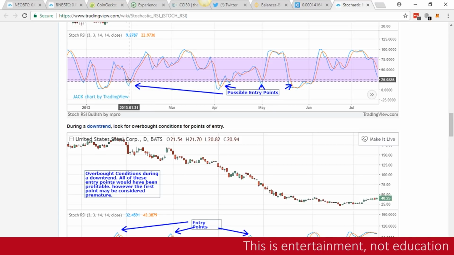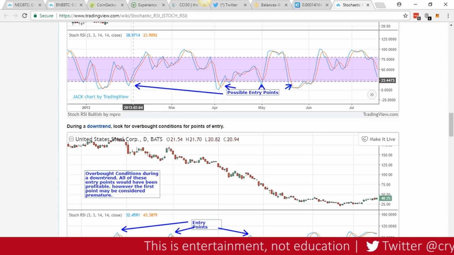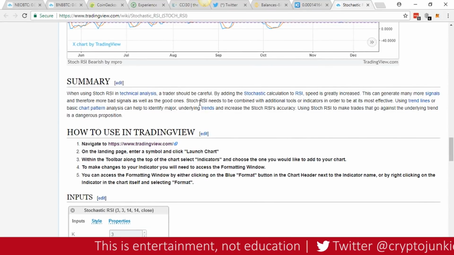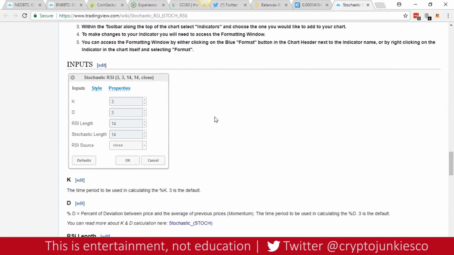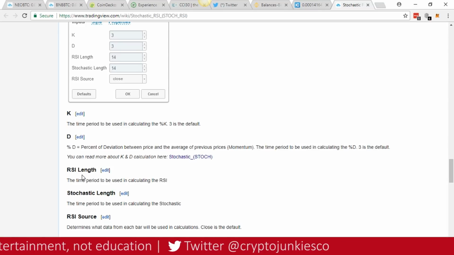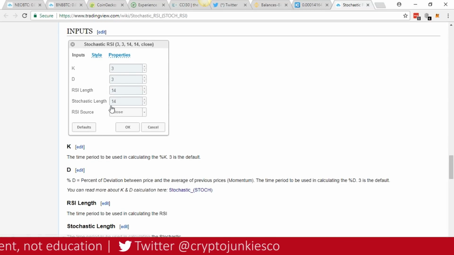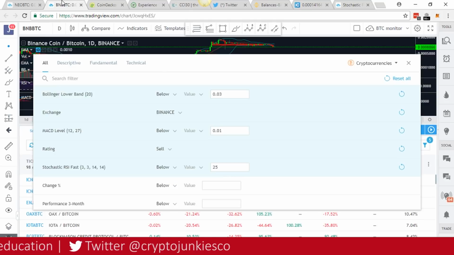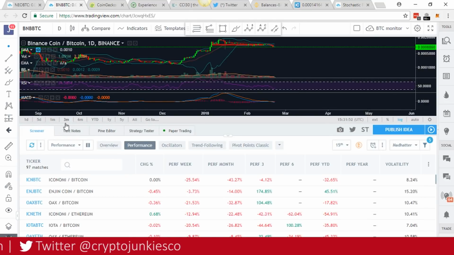So again, we're trying to grab just that little lower third and align it with 3-4 indicators to get the best possible filtering to get us entries, okay? K and D and RSI length, this is all the information that you would actually get in the settings. Let me show you that really quick.